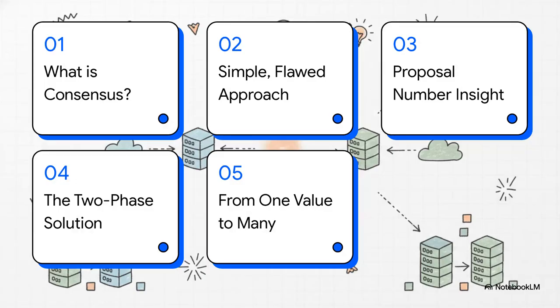Here's our roadmap. First, we'll nail down what consensus really means. Then, we'll look at a really simple, obvious solution and see why it completely falls apart. We'll then get to the first aha moment, the big insight that starts to fix things. That'll lead us to the core two-phase solution of Paxos itself. And finally, we'll see how agreeing on just one little value lets us build absolutely massive, reliable systems.